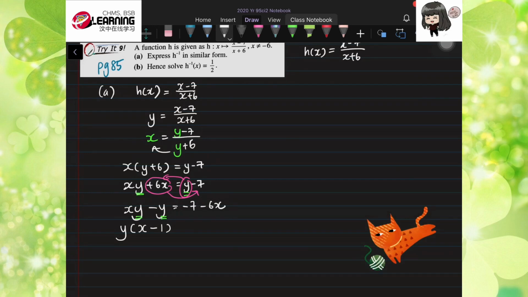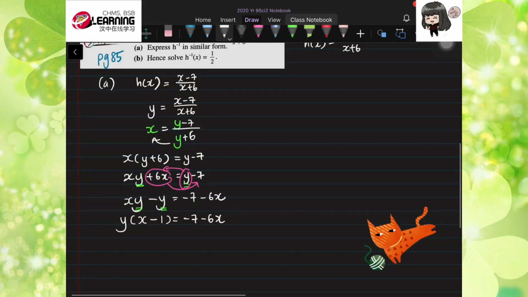Okay, why is it 1? If you expand it back, x times y is xy, y times negative 1 equals to negative y, correct? But you don't need to expand again, or you will get back the previous steps. So this one will become this. Now you have already factorized out the y.